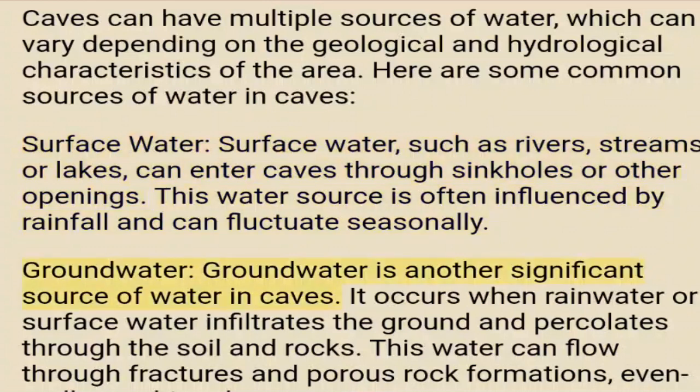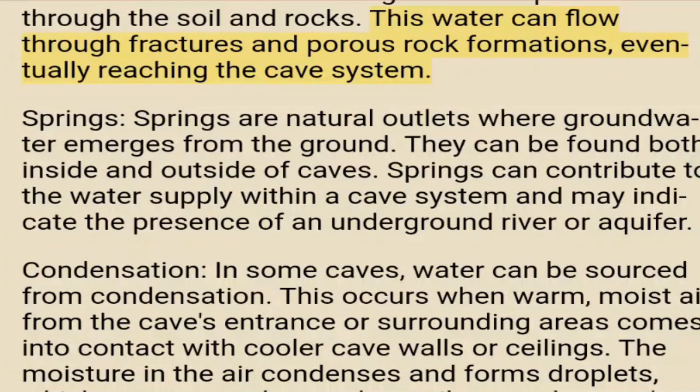Groundwater. Groundwater is another significant source of water in caves. It occurs when rainwater or surface water infiltrates the ground and percolates through the soil and rocks. This water can flow through fractures and porous rock formations, eventually reaching the cave system. Springs. Springs are natural outlets where groundwater emerges from the ground. They can be found both inside and outside of caves.